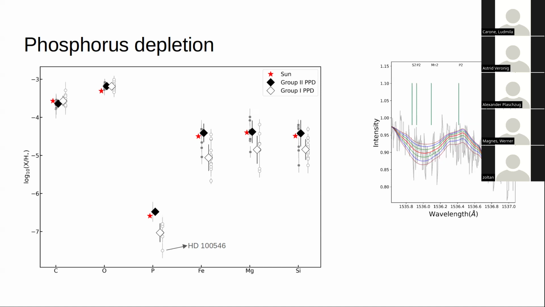And quite recently, just last week, I found a few stars which have this archival data. And we see that for phosphorus as well, they seem to be depleted when they are group 1 type stars. So they have gaps in their disks. This already indicates that you have phosphorus mostly in refractory form.